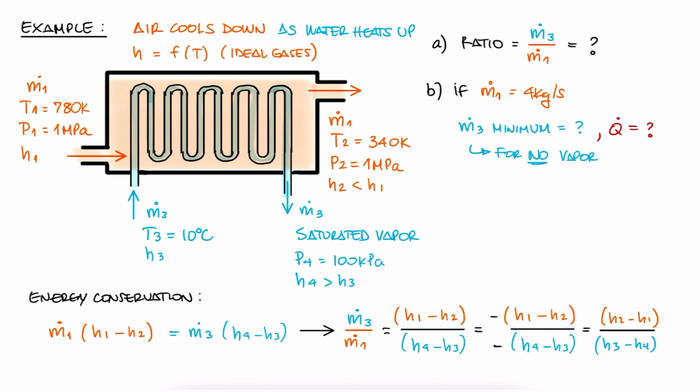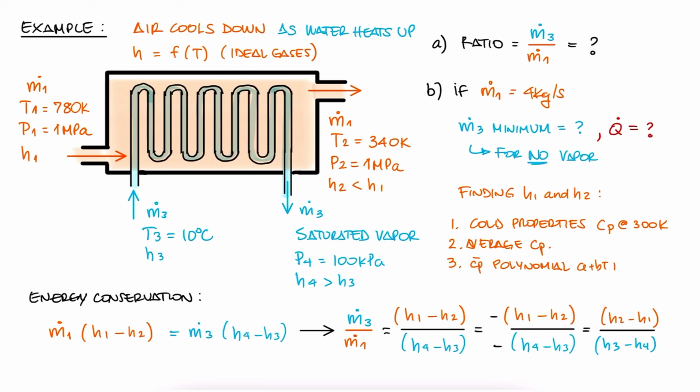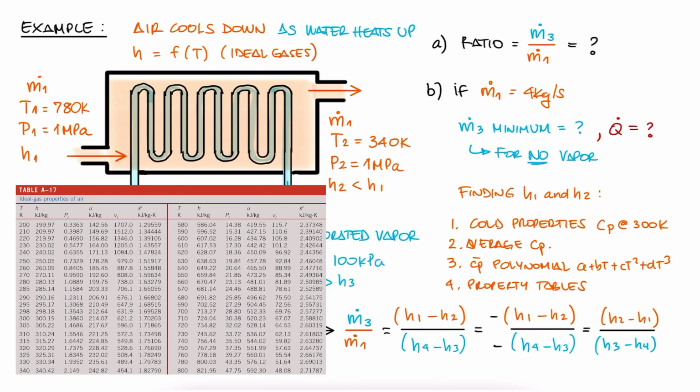So for the air, we have the options we discussed in that previous lecture. Using Cp from cold air, using an average Cp between T1 and T2, using the polynomial fit for Cp and integrating, or of course, the one we concluded was the most accurate and quicker to use, the property tables. So if we go to our property tables, in this case the ideal gas properties of air, we can look up the enthalpy for the inlet temperature, 780 Kelvin, and the enthalpy for the exit temperature, 340 Kelvin.